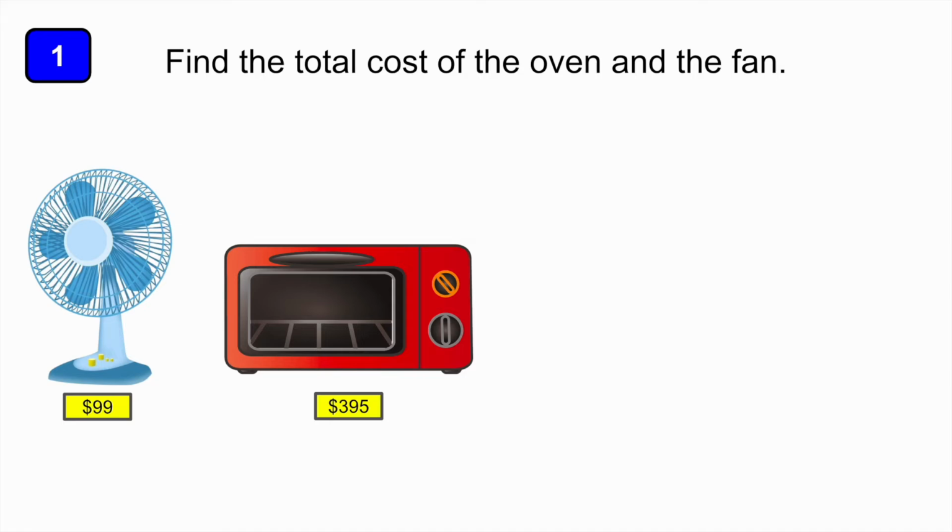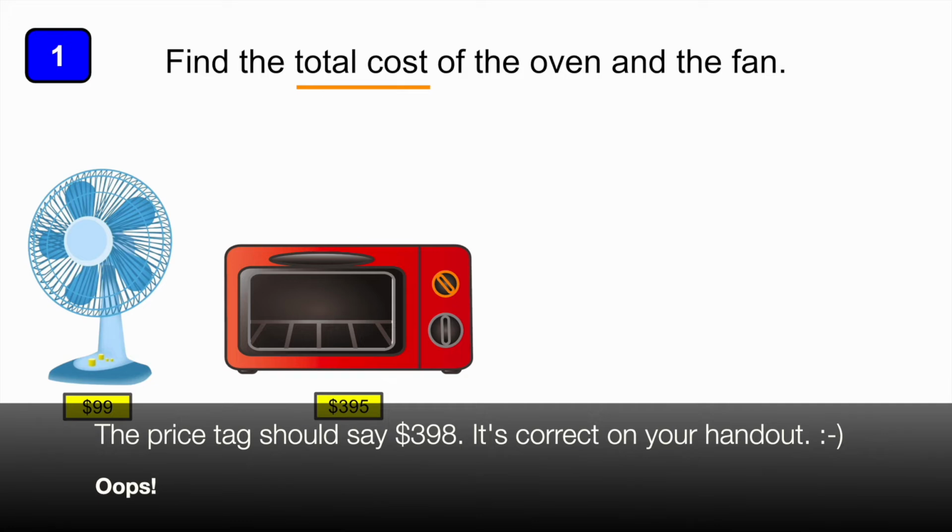Find the total cost of the oven and the fan. Here we're asked to find the total cost. So if I'm wanting to know the total cost, it means I'm going to be adding the cost of the fan and the cost of the oven. So off to the side, I'm writing 398 plus 99.